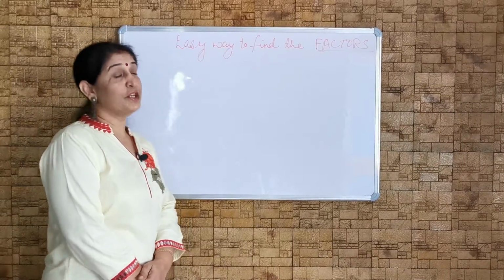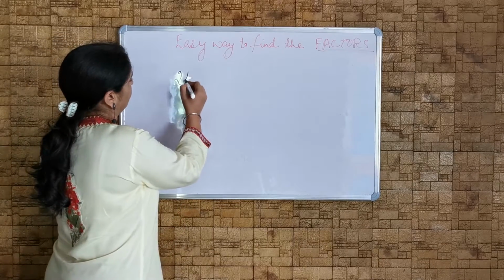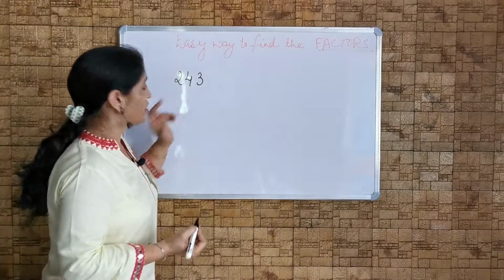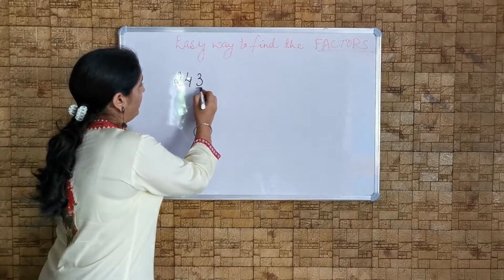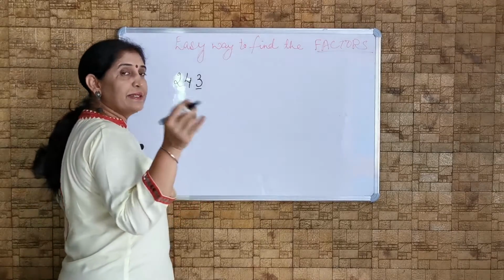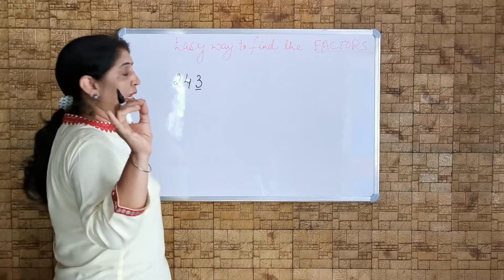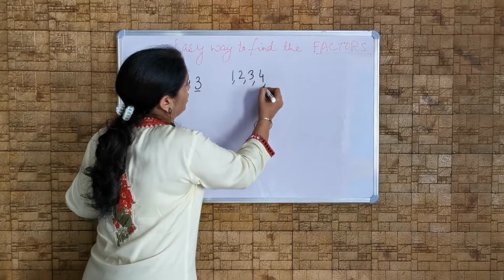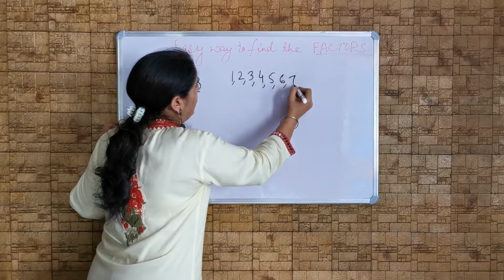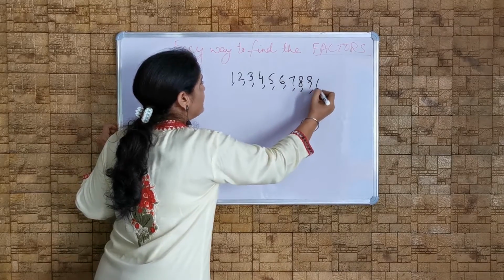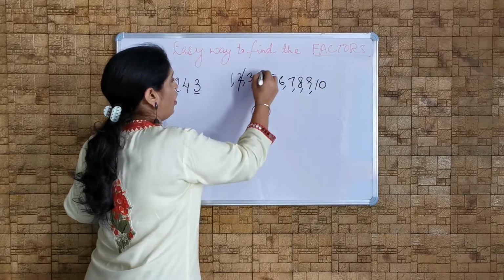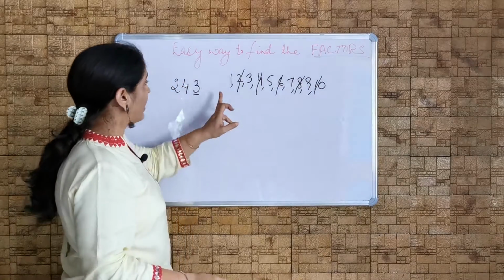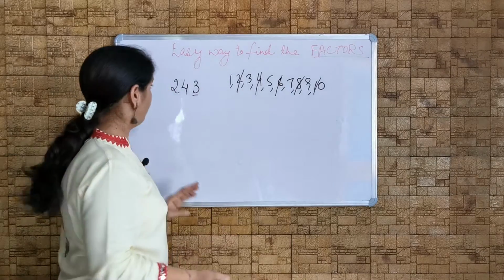Let's take another number, 243. As this number, the last digit is not an even number, so it means this number will not be divisible by any even number. Let me write down these numbers here. 1, 2, 3, 4, 5, 6, 7, 8, 9 and 10. Please strike off all these numbers 2, 4, 6, 8, 10 as these are even numbers. We can check by odd numbers now.